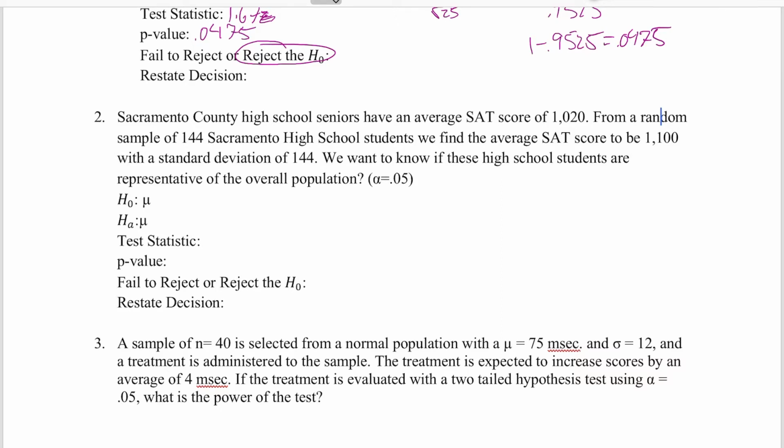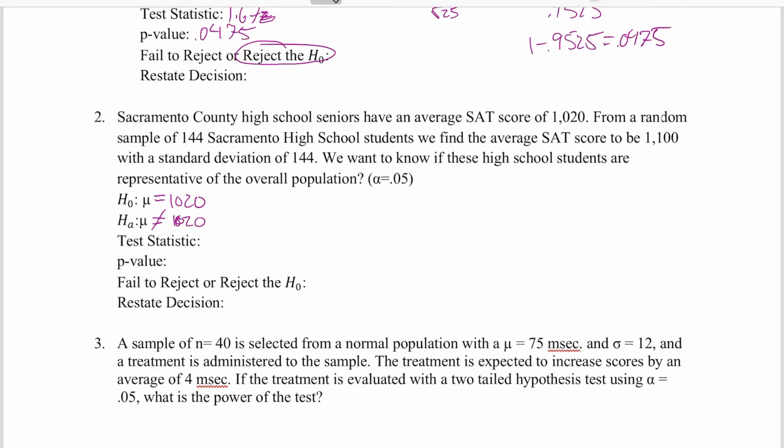So when we set this up, our mu is going to equal 1020, and since we don't know what direction we're going in, we're just seeing if there is a difference. We're going to say it's not equal to, because we don't know if the test is going to be higher or lower compared to the population average here. And so we say that it's not equal to 1020.